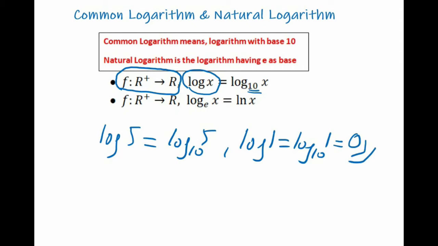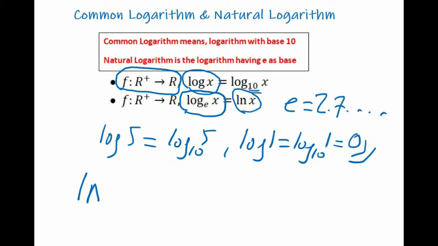The other kind of logarithm is called natural logarithm, which is abbreviated as ln. Logarithm of x in base e is called natural logarithm. In other words, if the base of any logarithm is e, then that logarithm is called ln x. And we all know that e is a constant, it is 2.7 and goes on to infinity. So this is a positive real number. So when we say ln 5, that means this is equal to logarithm of 5 in base e.